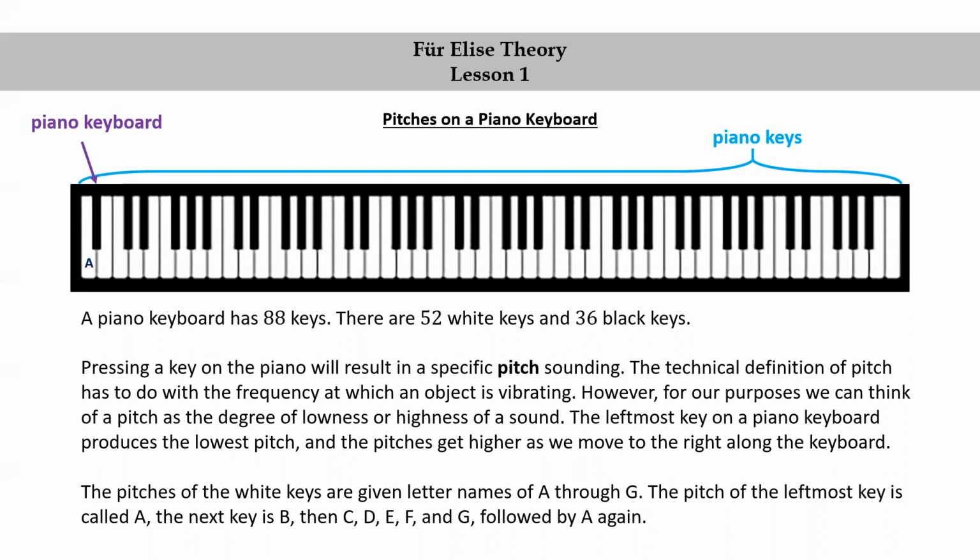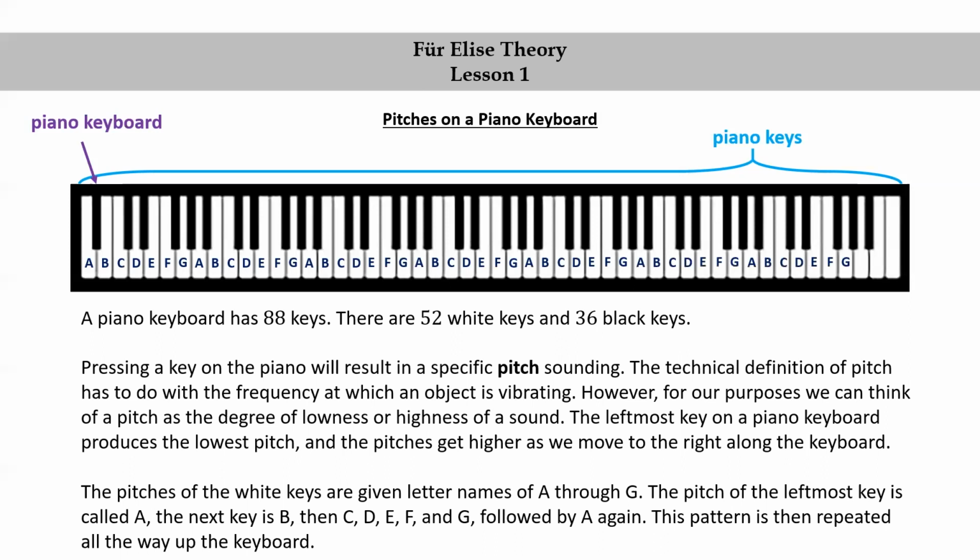Okay, so in the picture there, you see that the lowest white key is A, the next white key is a B, then C, D, E, F, G, and then it goes back to A. This pattern is then repeated all the way up the keyboard. So we get A through G over and over again, all the way up to the last key on the right of the keyboard. Once again, we are just looking at the white keys right now.